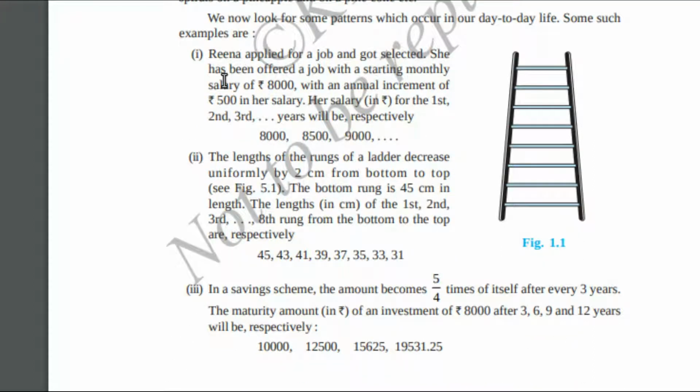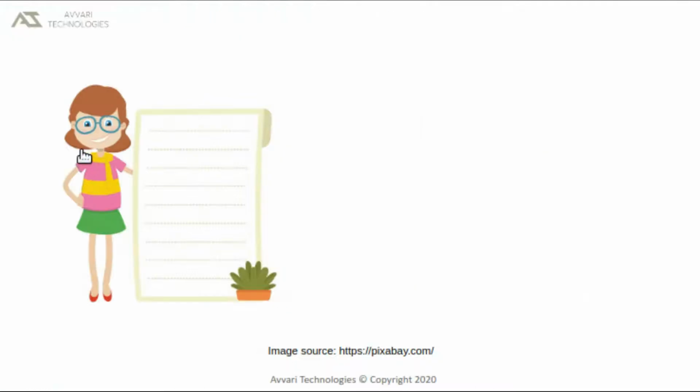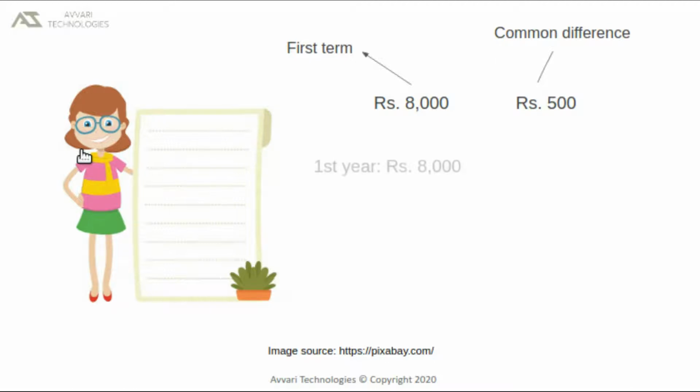In the first example, this is Reena. She applied for a job and she got selected, and she was offered a salary of 8,000 rupees per month, and each year her salary will be incremented by 500 rupees. Her initial salary is 8,000 rupees and the increment per year is 500 rupees.